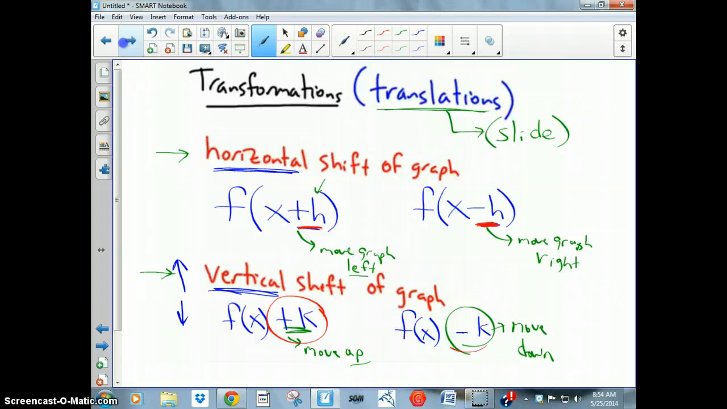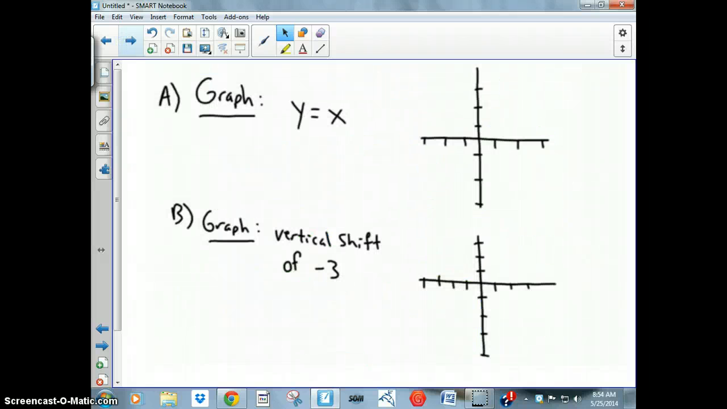And if you're going to move a graph down, you minus a number at the very end outside parentheses. Please, if you don't understand that, please make sure you ask during class. All right, now let's look at a couple of examples.